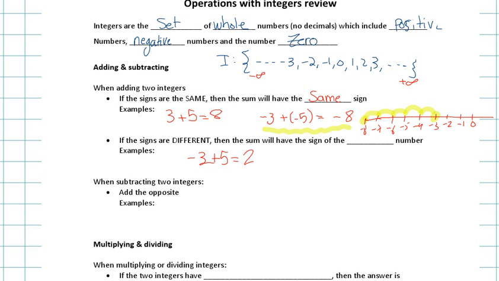Okay? Now, if you had 3 plus -5, 3 plus -5, that is -2, right? Because the sum will have the sign of the larger number. Okay? The larger number is 5, it has a positive, so your answer is going to be positive. In this case, the larger number has a negative, so -5. Your answer is going to end up with a negative.